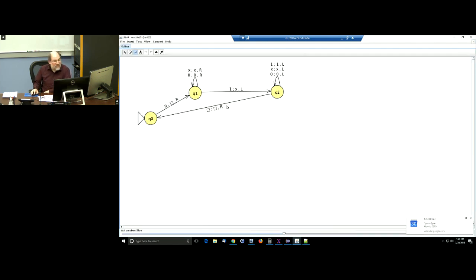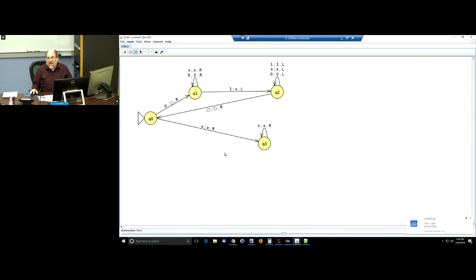So to do that, we will need a state where we can say if we are looking at X, we can leave it in place, but start moving to the right and scan and see if all that's left are X's. So as long as we see X's, we keep moving to the right.